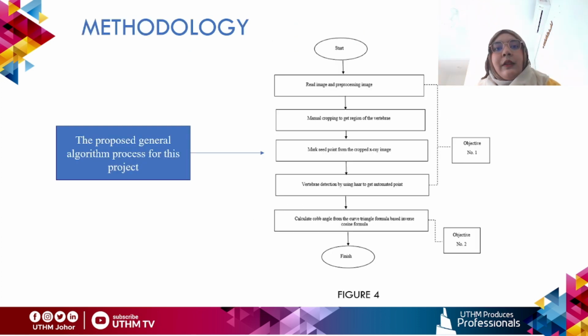Next, this is the proposed general algorithm process for this project. As you can see in figure 4, we start with the raw image and pre-processing. Next, we go to manual cropping to get the region of the vertebra. Third, mark seed points from the cropped X-ray image. Fourth is vertebra detection by using HAR to get automatic points. Last but not least is to calculate the Cobb angle from the curved triangle formula based on the inverse cosine formula.